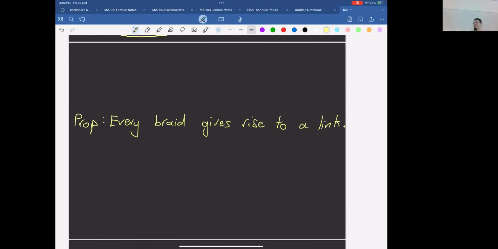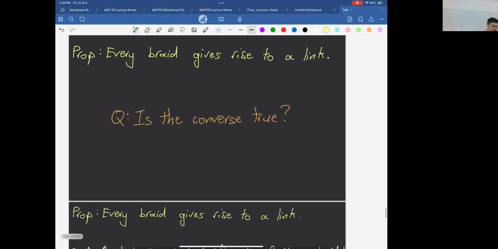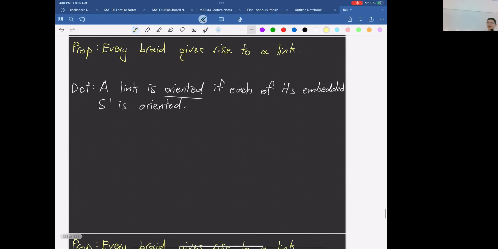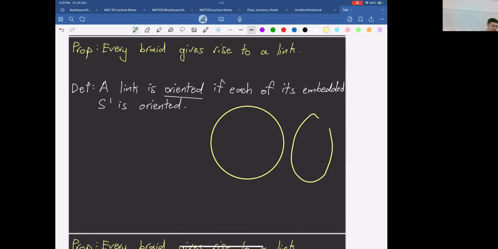Yes, you think yes. Actually, we need an extra condition here. We need to orient our link first. A link is oriented if each of its embedded S1 is oriented. If you are given an S1, there are two ways to orient it: either anticlockwise or clockwise. This is exactly what we did in Calculus 2 just now, right? Clockwise and anticlockwise.